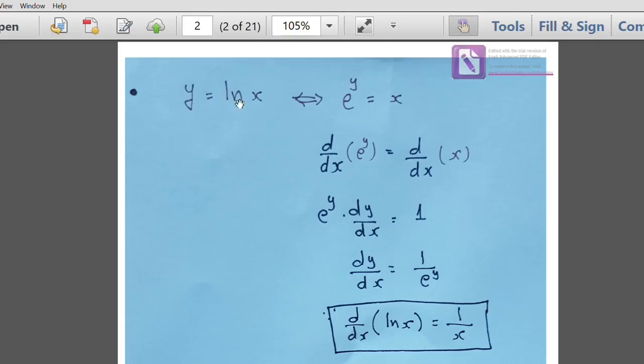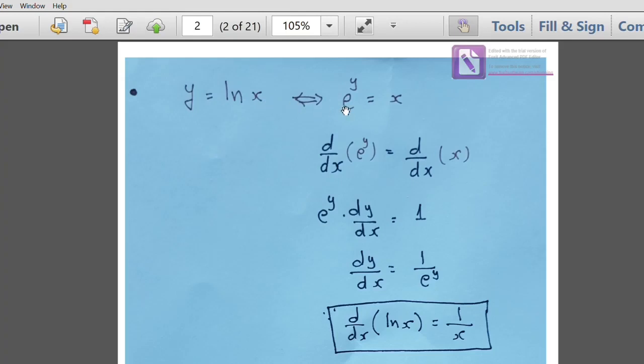So for y equals ln of x, from the previous section, section 3.8, we learned how to find the derivative of the exponential function. And we know that the exponential function and logarithmic function are inverses of each other. So let us write this logarithmic function as an exponential function. We apply e: e to the power y equals e to the power ln of x, so e^y equals x. If y equals ln of x, that means e^y equals x. This is another way to write y equals ln of x.